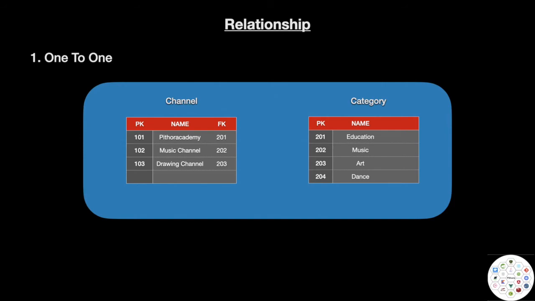So this example is a unidirectional connection because the category is connected from the channel, but we can do this vice versa. In that case, what we have to do is store the PK of channel in category as well. So that will be a bidirectional connection. So this kind of relationship is called one-to-one, and it is represented via one-to-one.